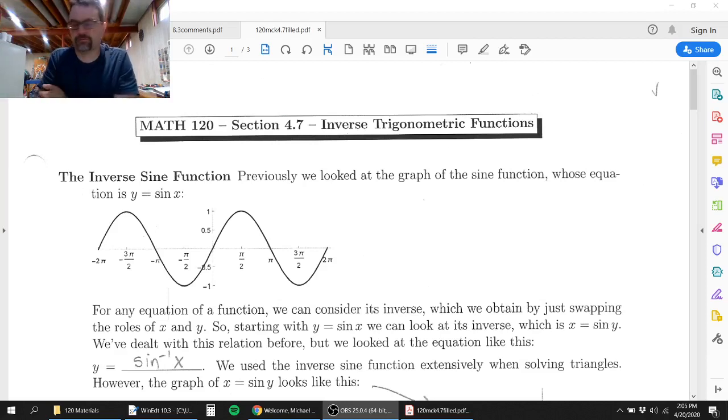All right, here comes the video for 4.7. If you look at the title here on the screen, you can see that it is inverse trig functions, which we have already talked about. But we're going to look at them a little differently here and deal with some other issues that come up.